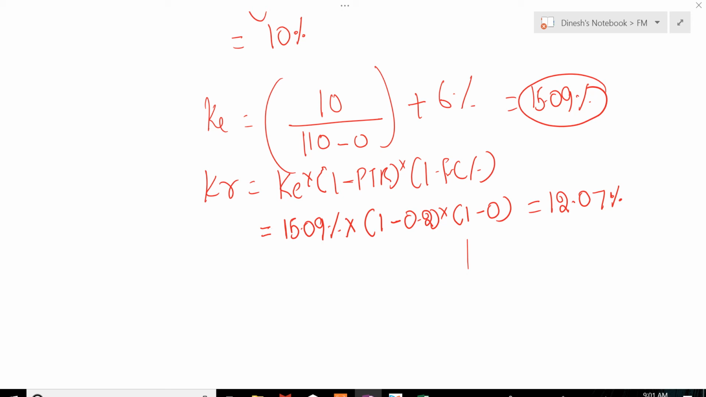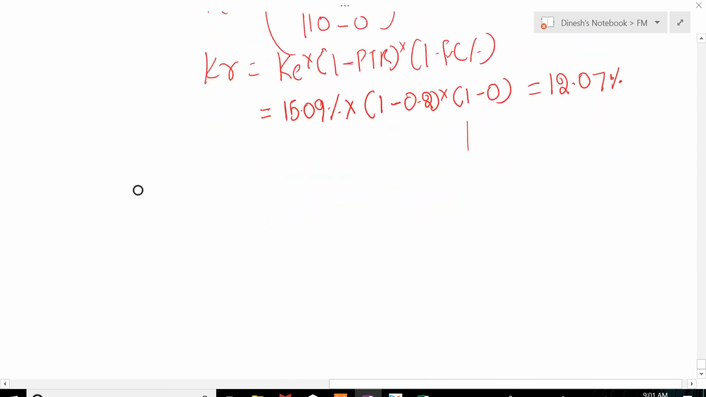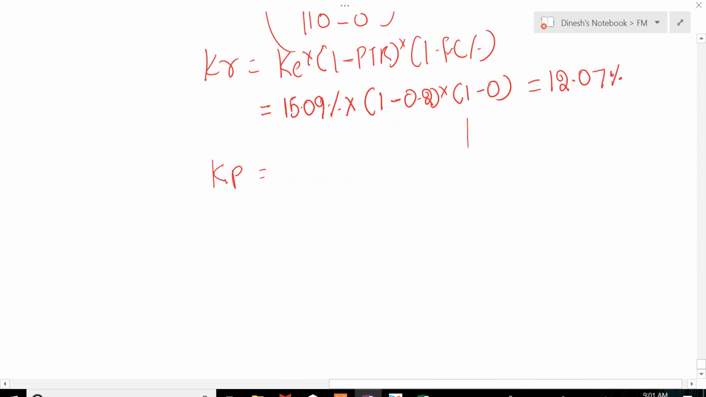Any doubts on 12.07%? What's the next form of capital? Preference capital. Is there any information on life anywhere in the question? No. Cost of preference is preference dividend by net proceeds. How much is the preference dividend per share?